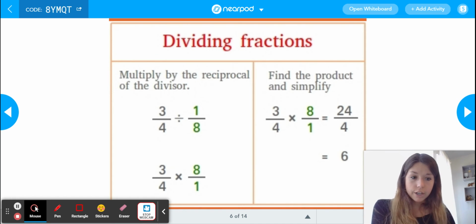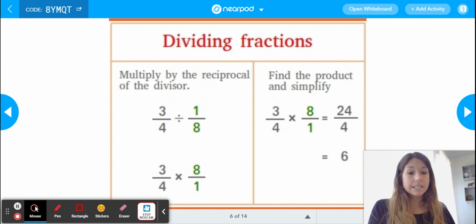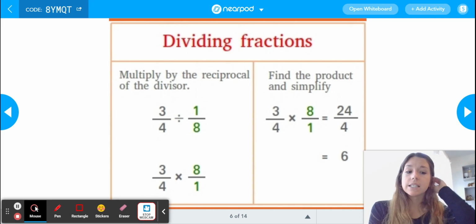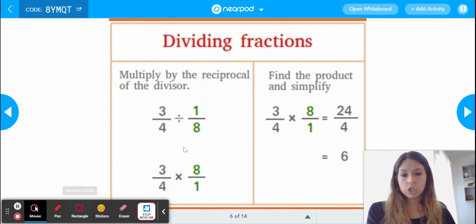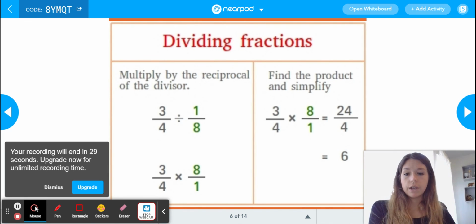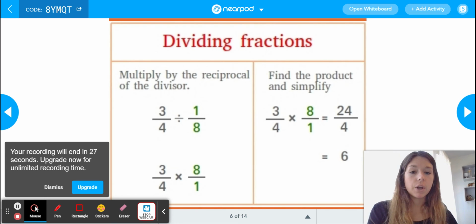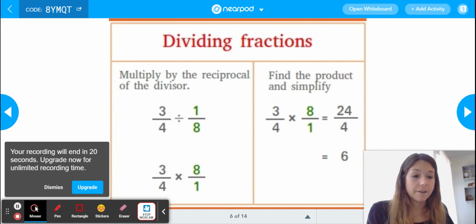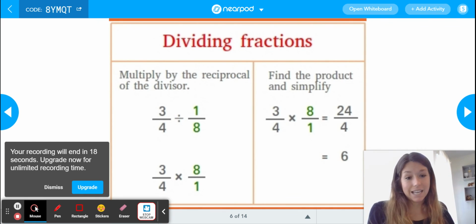Now some of you already know how to simplify fractions by dividing 24 divided by 4. And those of you that know how to do that can simplify, and we get 6. So therefore, 3/4 divided by 1/8 gives us 24/4. Or those of you that know how to simplify that fraction will get 6. Both answers are correct.